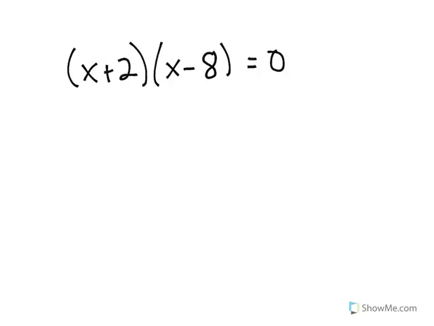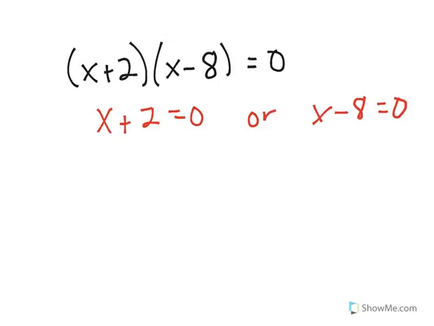So if we have this product, and our two factors are x plus 2 times x minus 8, and that product is equal to 0, either the x plus 2 is equal to 0 or the x minus 8 is equal to 0. And so we solve each of those one steps to isolate a value of x that would set one or both of the factors equal to 0.